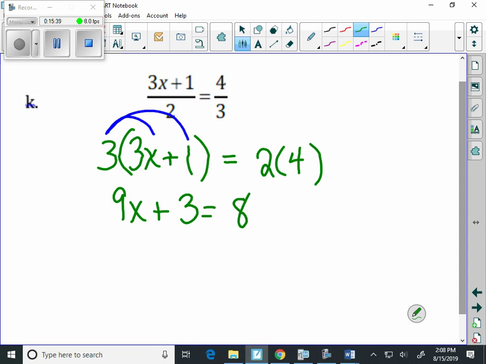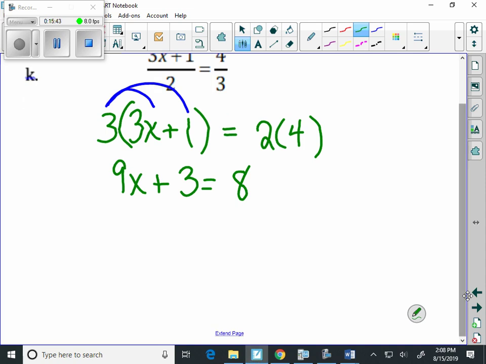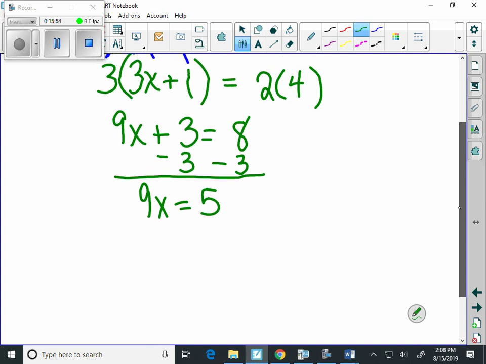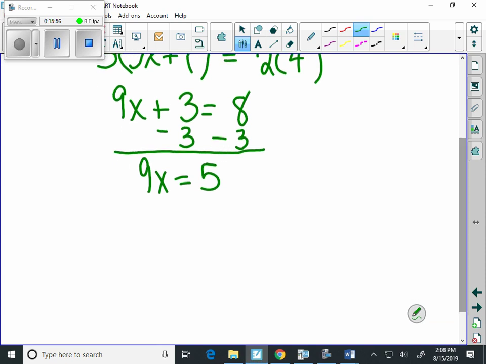Now we have it in the form that we've been solving for the last 15 minutes or so. We're going to subtract 3 from both sides. And we get 9x equals 5. And then 9 times x, we're going to undo that by dividing. And we're left with x equals 5/9. Don't convert that to a decimal. Just leave it as a fraction.